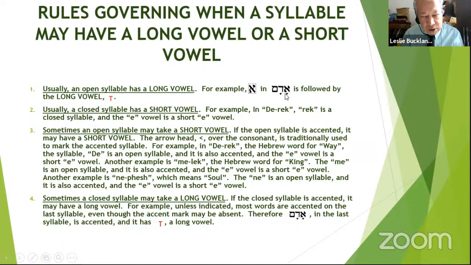Now, this rule then tells us that generally speaking, you will find a long vowel in an open syllable. So when you see an open syllable, the general rule is that you should expect to see a long vowel in that open syllable. Usually an open syllable has a long vowel. We will look at the exception in the next few minutes, but that is a general rule.